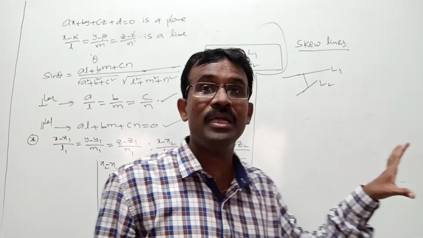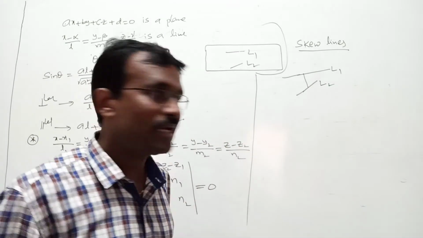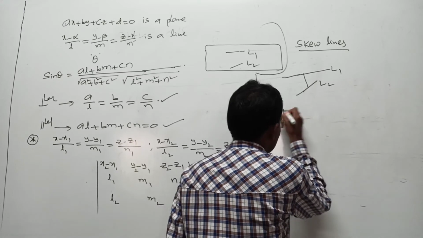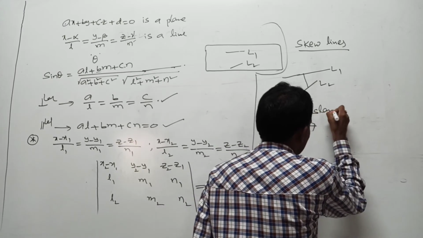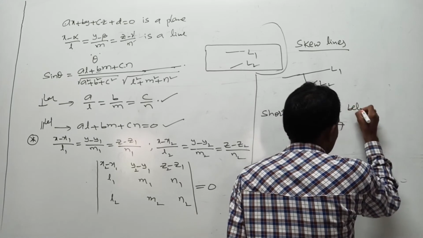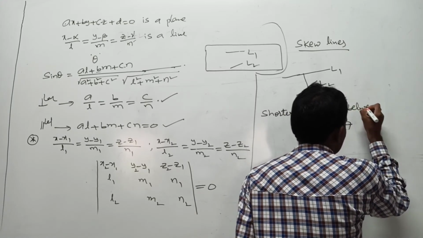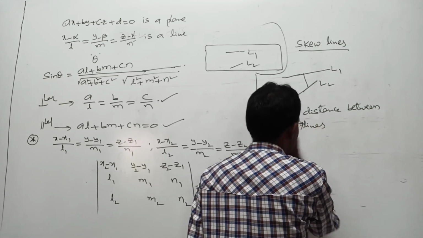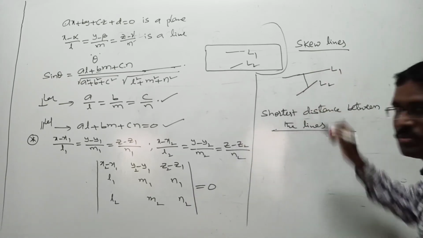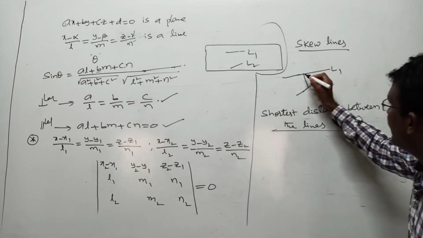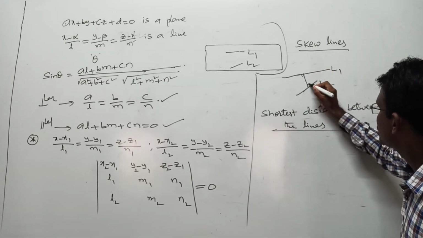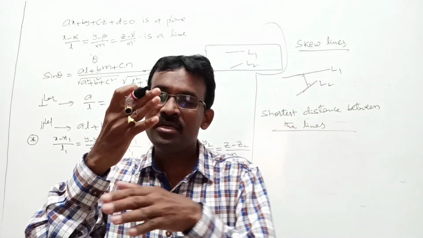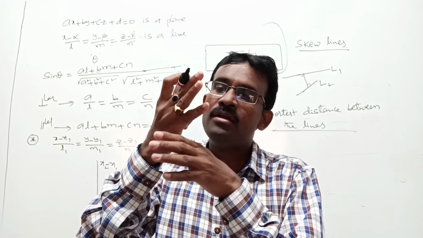By using this skew lines concept, we can proceed to one special condition. It is the shortest distance between the lines. Let us take two skew lines. The perpendicular distance between them is called the shortest distance between them. This is one line, this is the other line. This line is crossing here. There, let us take the distance.